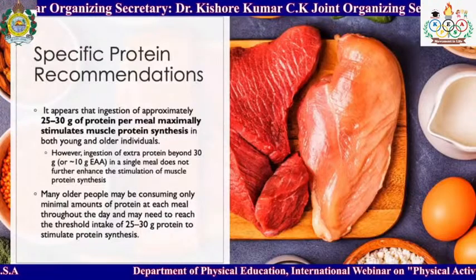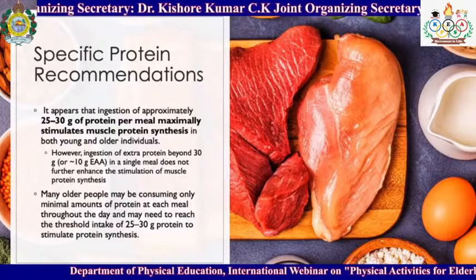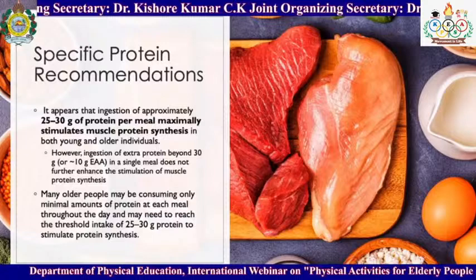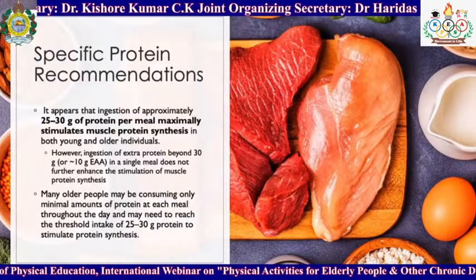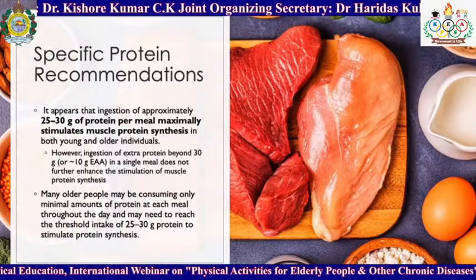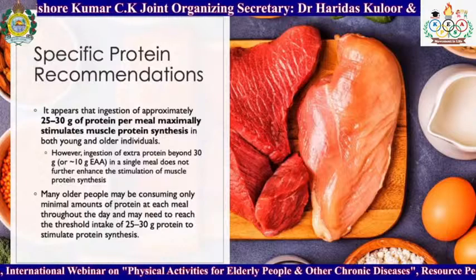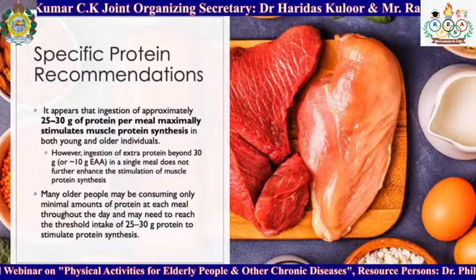So we really need about 25 to 30 grams of good protein per meal spread out throughout the day is really your best option for recommendations. And I'm gonna go a little bit more into specifics in just a second. However, we know that many older people may be consuming only just minimal amounts of protein at each meal throughout the day and not really reaching that threshold of intake.